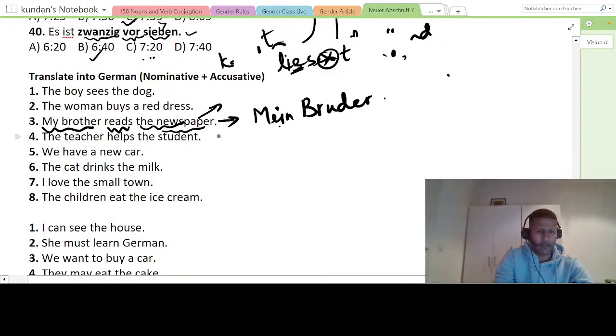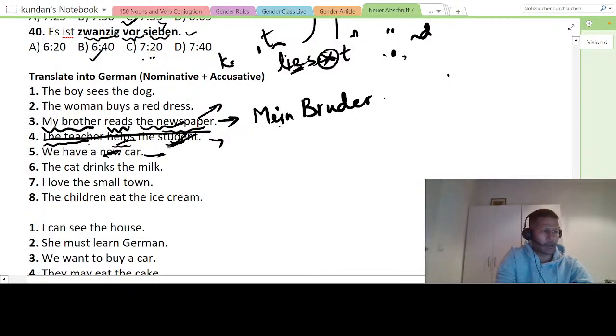Question number 4. The teacher helps the student. Let me see who has made it. So the teacher is der Lehrer, student is der Student. Okay, help is what? This you leave it because I have not taught the dative one. You forget it. But the right answer will be der Lehrer helps the student. But forget about this. I have not taught it. So by mistake, I have written this one. Ignore it.